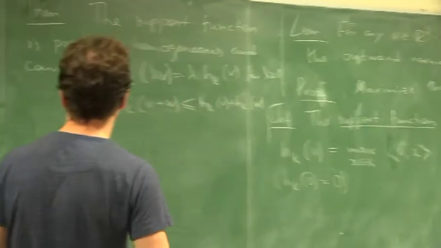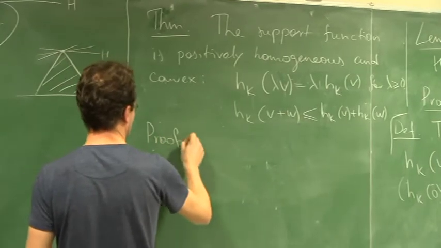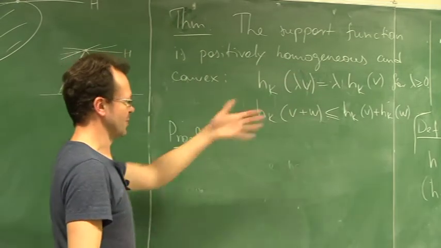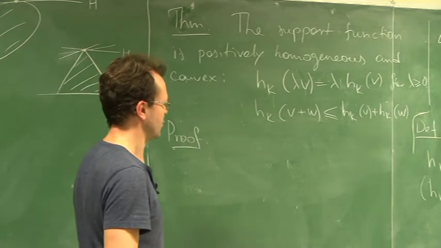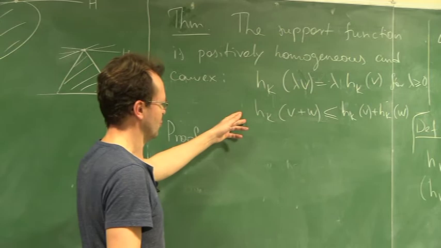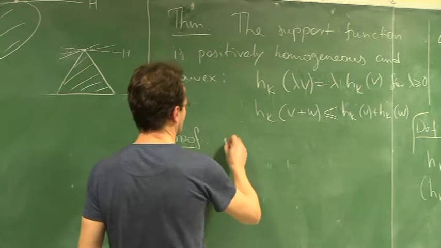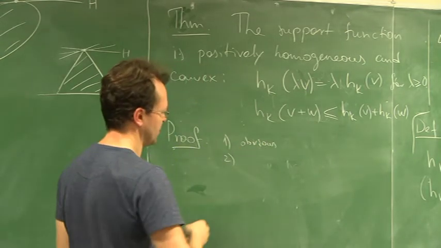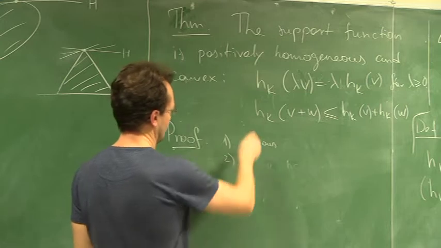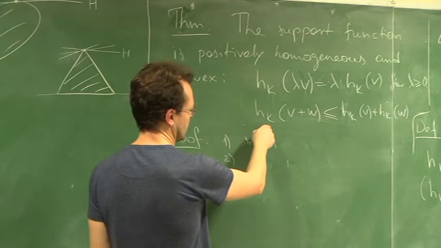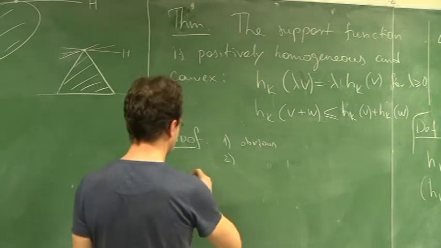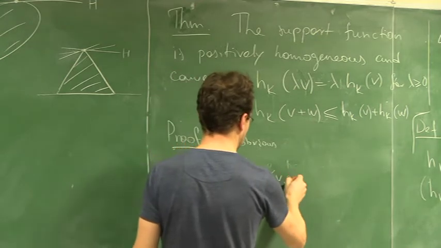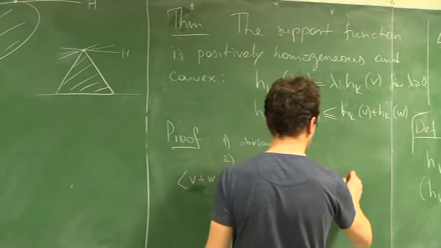And well, why is that? The proof is simple. The first one is just take the definition, and the second one is also take the definition and think a little bit more. In the second case, the first is obvious, and for the second, we take any point x in K, then we have, of course, the product of v plus w with x is equal to vx plus wx.